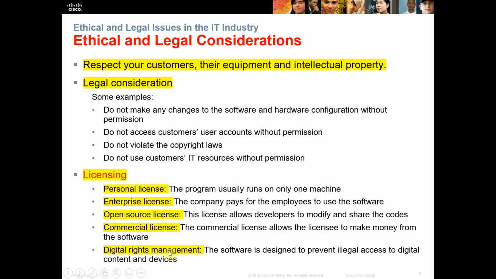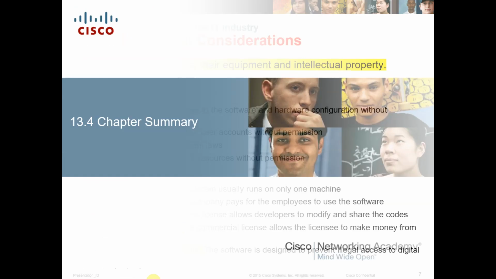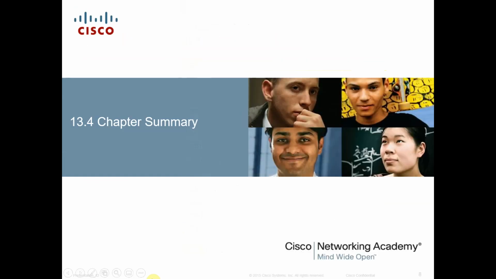Next, coming to digital rights management, the software is designed to prevent illegal access to digital content and devices. We have some software which will not allow you to make a copy of it, or illegal access to digital content and devices. You cannot make a copy of it. You can use it only once for your own purpose, by paying for that license, the digital rights license. So that's all about chapter 13.